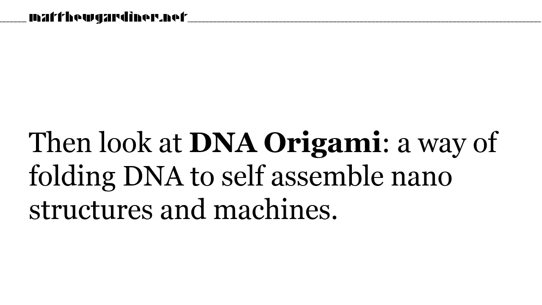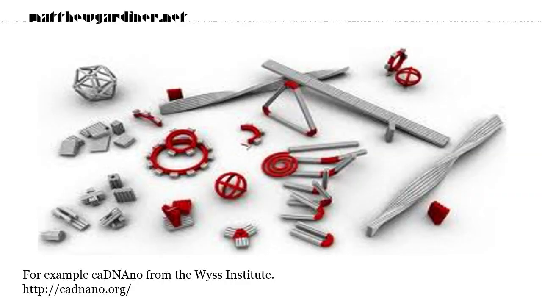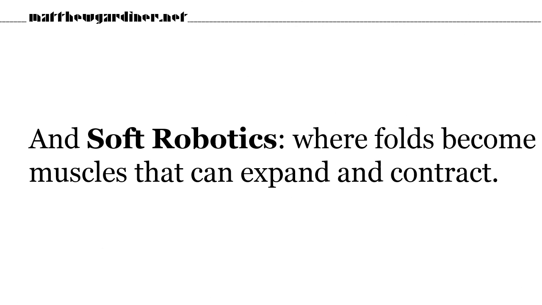Then we have to look at what else has come out in biological sciences, DNA origami. So it's a way of folding DNA to self-assemble nanostructures and machines. We've heard from many speakers about DNA origami and about 3D printing of DNA, but what is the mechanism through which DNA can be made into structure? It's folding. So this piece of software, CADnano from the Wyss Institute, allows us to make all kinds of structures, and as we saw earlier.